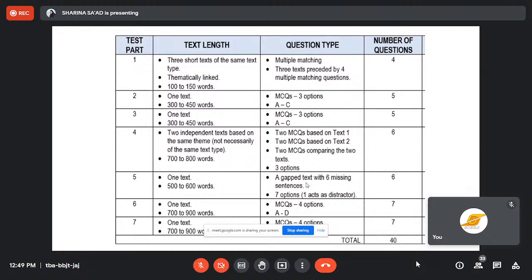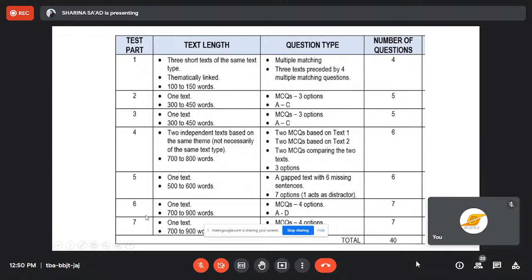That's why I said you cannot go for the MUET exam empty-handed. You have to make yourself prepared. At least you must have the latest MUET reference book so that you can do the practices and the exercises. For part 5, you have 6 questions.